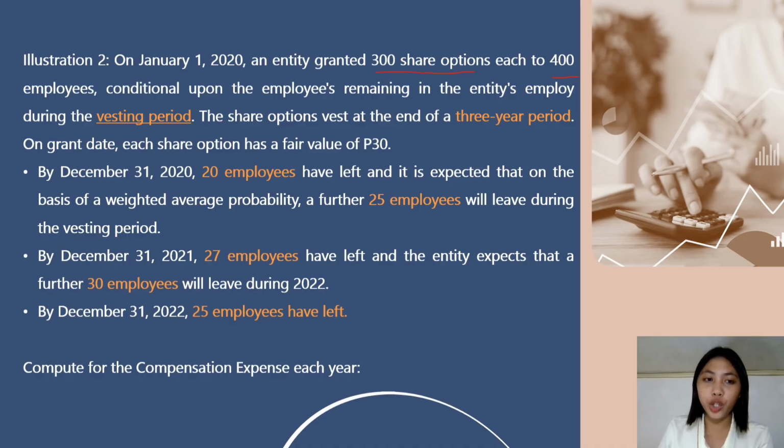By December 31, 2020, 20 employees have left, and it is expected that on the basis of weighted average probability, a further 25 employees will leave during the vesting period. By December 31, 2021, 27 employees have left, and the entity expects that a further 30 employees will leave during 2022. By December 31, 2022, 25 employees have left. Compute for the compensation expense each year.